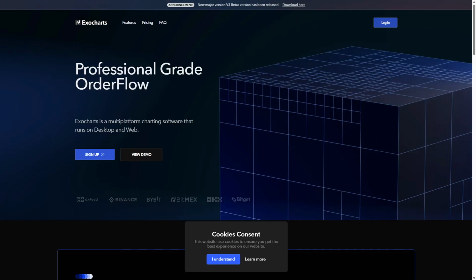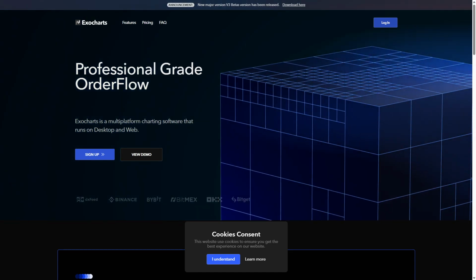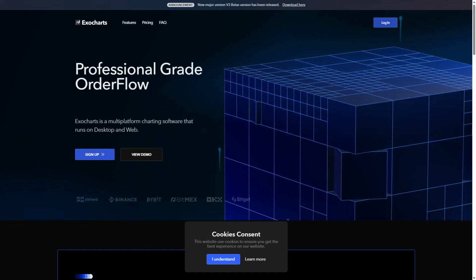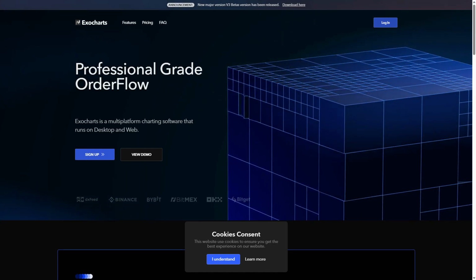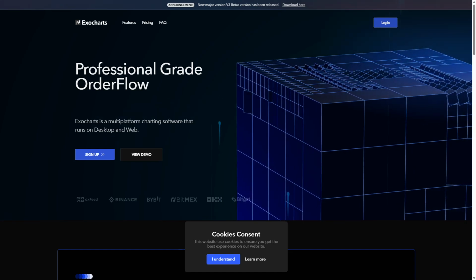TradingLite and Exocharts are both powerful order flow platforms designed to enhance market analysis. The core difference lies in their visualization approach. TradingLite emphasizes heat map-based volume profiles, while Exocharts delivers intricate footprint charts for granular order flow insights.